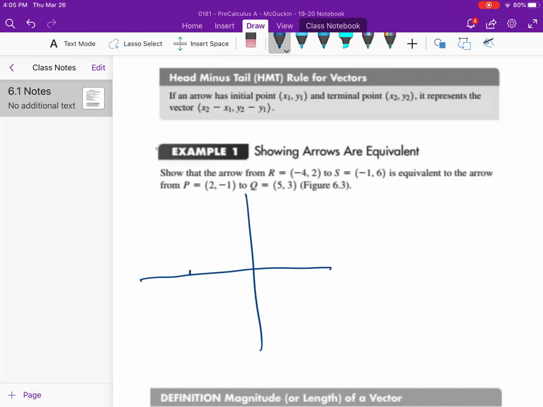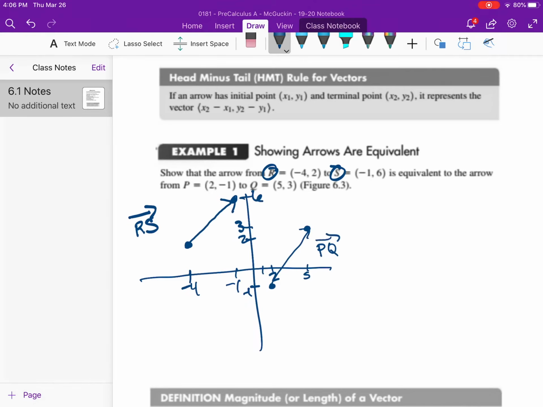We're going to write that just like this, vector RS. And then we also have another vector, PQ. Vector PQ is going to have its initial point at 2, -1, and then we are going to have a terminal point at 5, +3. So it's going to be up here, and we're going to call that vector PQ.